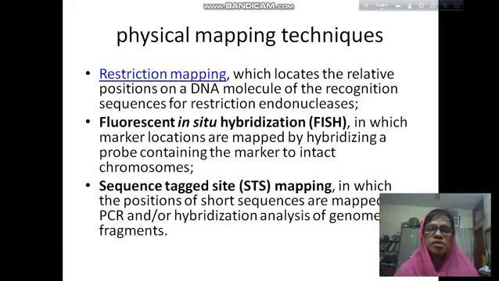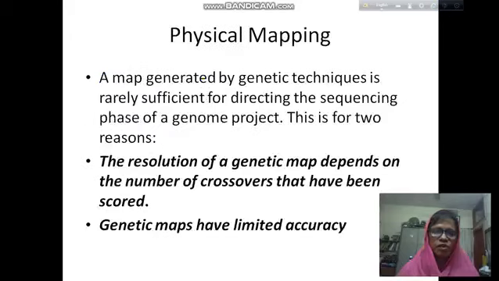Restriction mapping, which locates the relative positions on a DNA molecule of the recognition sequence for restriction endonucleases. FISH, in which marker locations are mapped by hybridizing a probe containing the marker to intact chromosomes. STS mapping, in which the positions of short sequences are mapped by PCR and/or hybridization analysis of genome fragments.